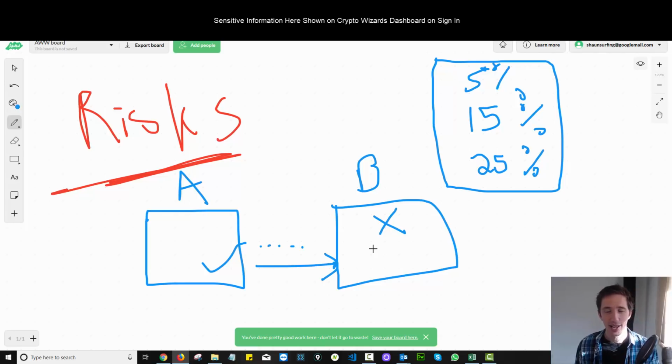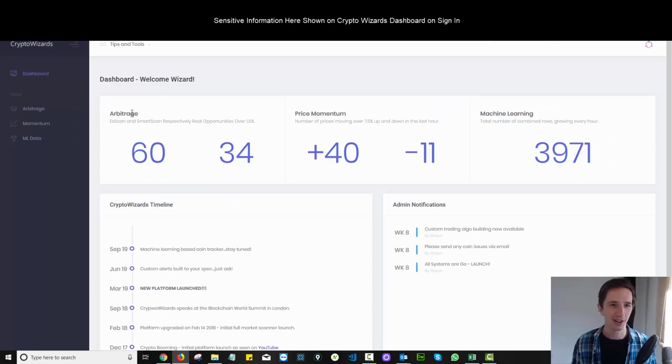It can happen. And this is again why I want to talk about the platform and smart contract arbitrage. And we're going to do that right now. Okay, so now let's take a look at the dashboard. The first thing you're going to see here is a whole bunch of numbers.